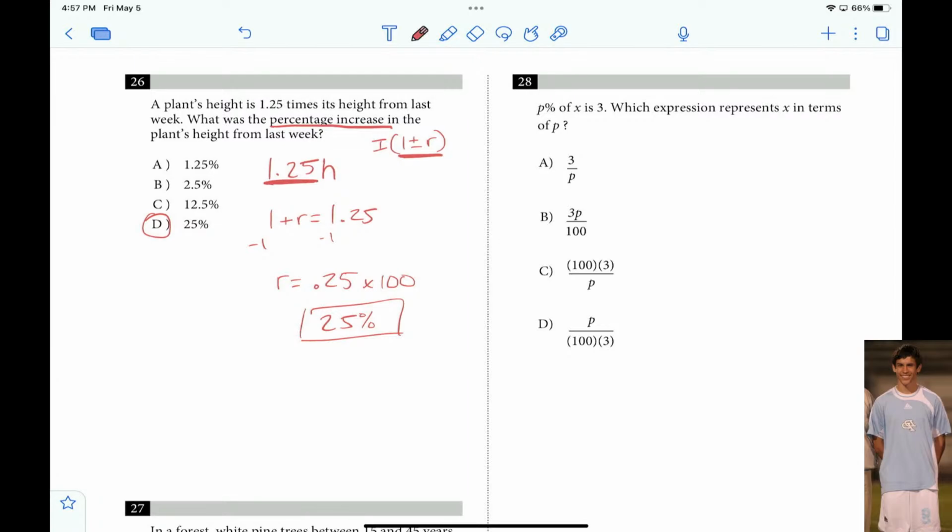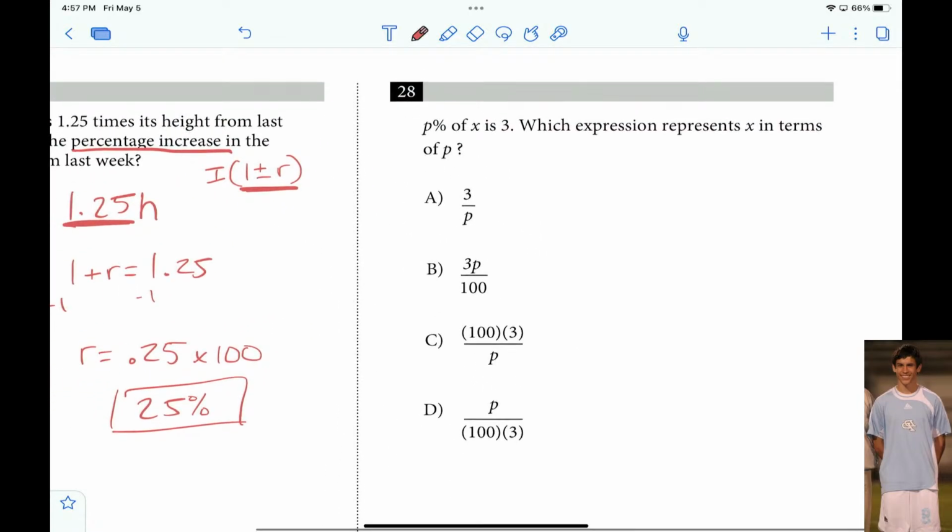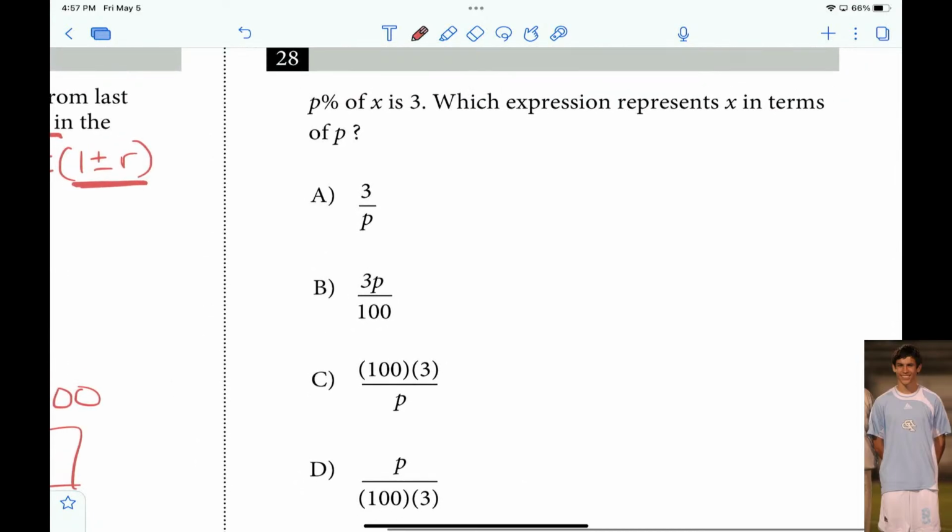All right, 28. So here's where we're dealing with a different type of percentage question. Zoom in. Okay. P% of x is 3. Which expression represents x in terms of P?